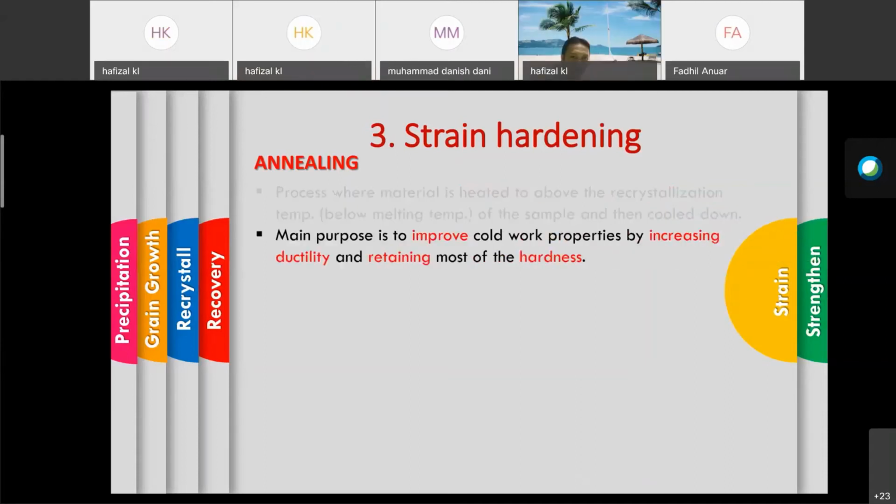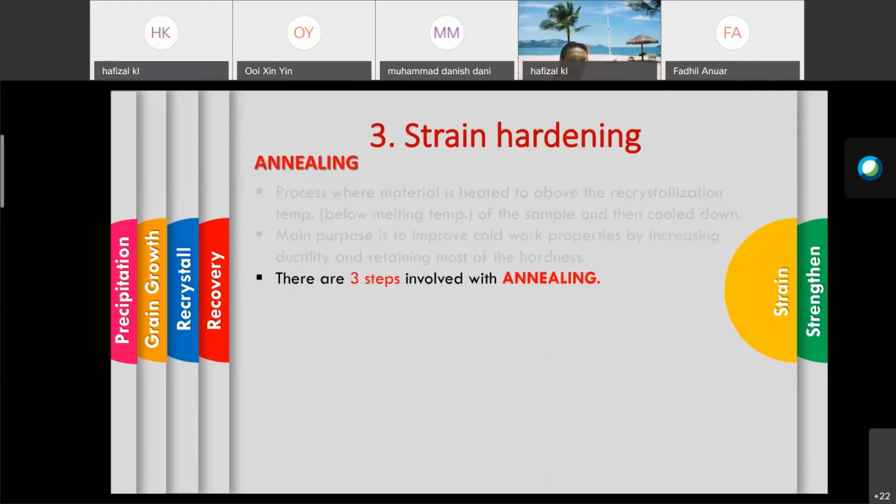The process is basically to improve the cold working properties. Just now you saw that during cold working, the hardness and strength of the material increase, but the ductility decreases. So we want to increase the ductility and try to retain the hardness. Because ductility decreases during cold working, we introduce annealing to make the ductility increase.